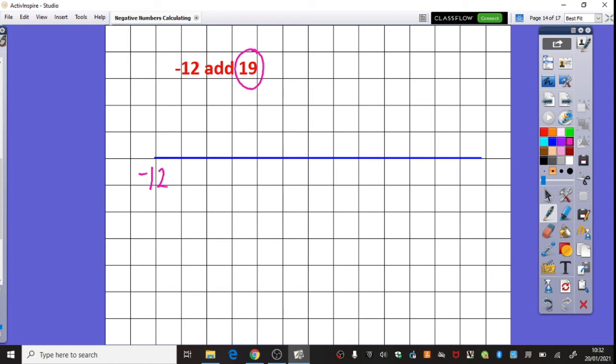So it says here we're going to add 19. Now when I'm adding from a negative number, the first thing I want to do if possible is try and get to 0. So if I think about how many away is minus 12 from 0, well it's 12. So I'm going to add on 12. So from my 19, I've already added on 12.